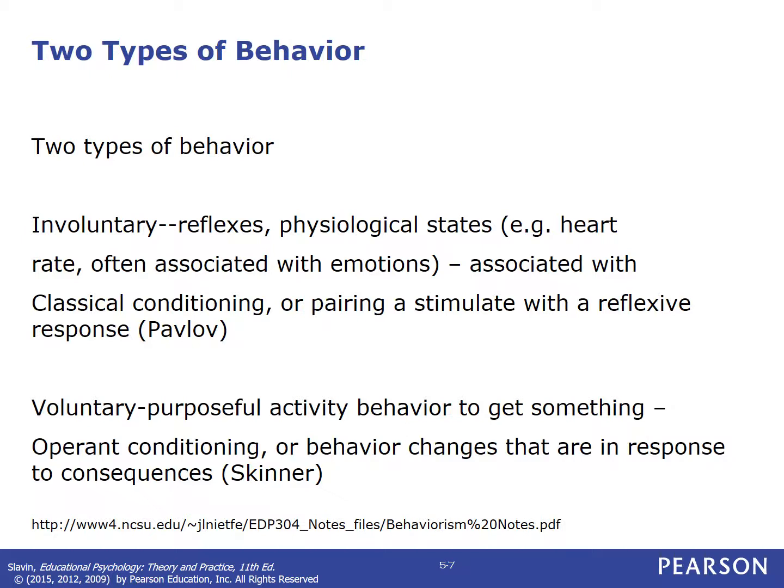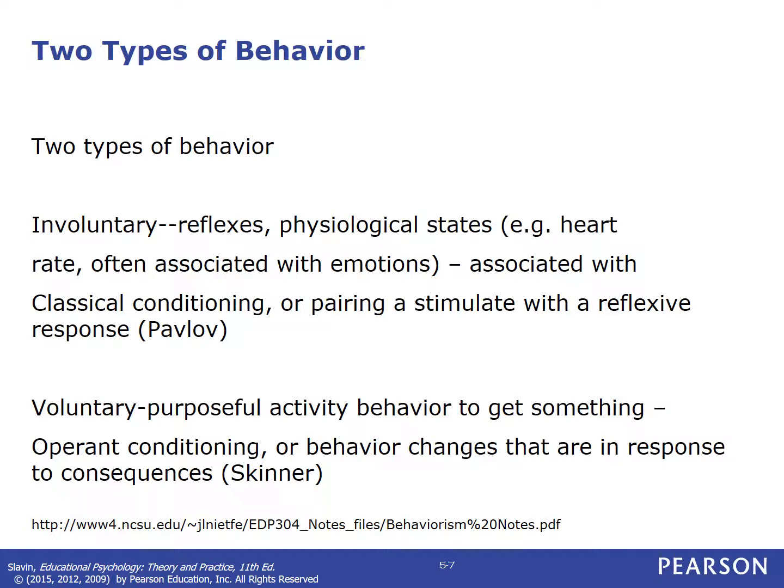A second kind of behavior is voluntary. We control that. It's purposeful activity to get something to change. So for example, I can lift my arm. That's not a reflex. My brain sends a signal to my arm and it tells it to lift. I can walk. I can talk. These are all voluntary actions. Voluntary actions are associated with operant conditioning, or behavior changes that are in response to rewards and consequences. And we associate B.F. Skinner with this.